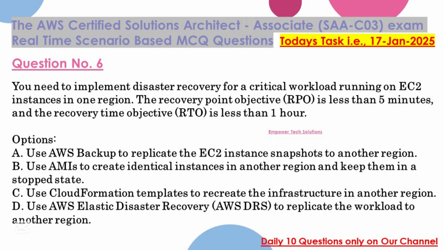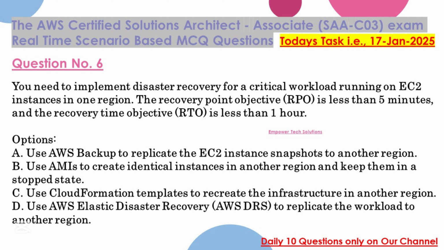You need to implement disaster recovery for a critical workload running on EC2 instances in one region. The recovery point objective, RPO, is less than 5 minutes, and the recovery time objective, RTO, is less than 1 hour. Options: A. Use AWS Backup to replicate the EC2 instance snapshots to another region.